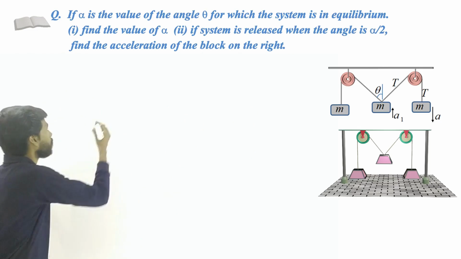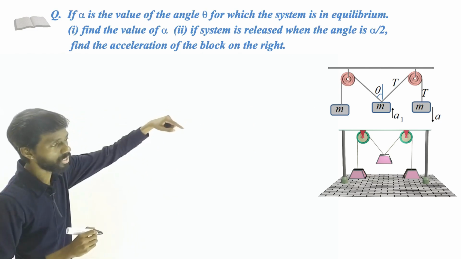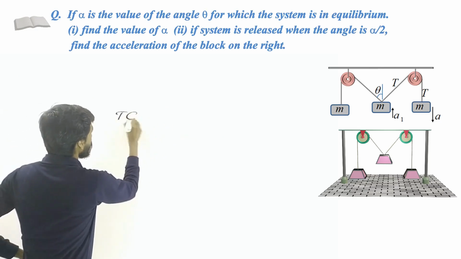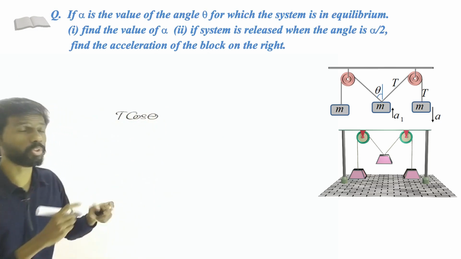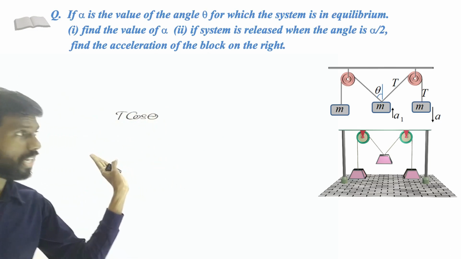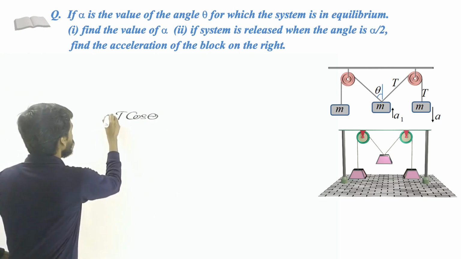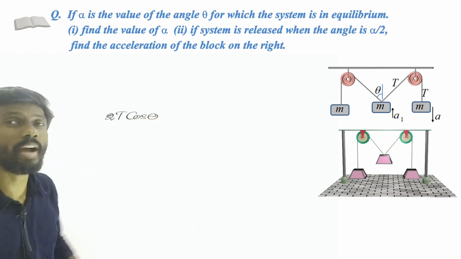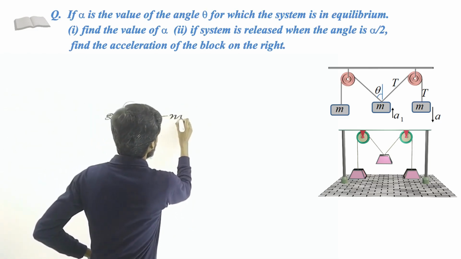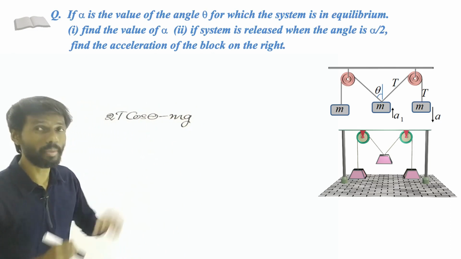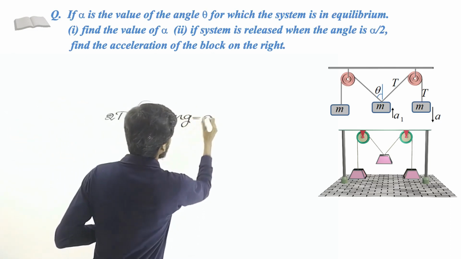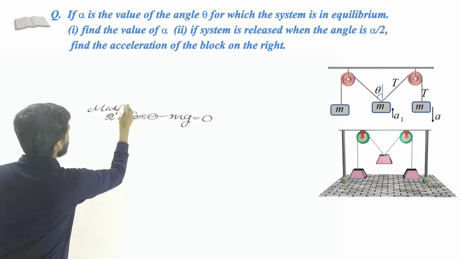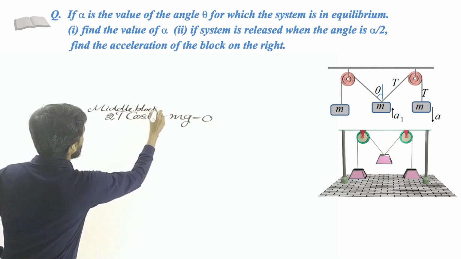So this middle block, what are the forces? T cos theta is the component of the tension in the direction of its motion. But this side also we have a tension, T cos theta. So 2T cos theta is the force acting in the vertically upward direction. Downward we have a gravitational force, so that is minus mg. So that is the total force acting on the middle block, and that equals 0.